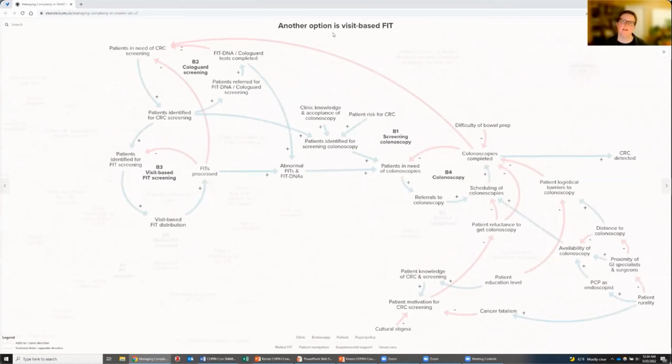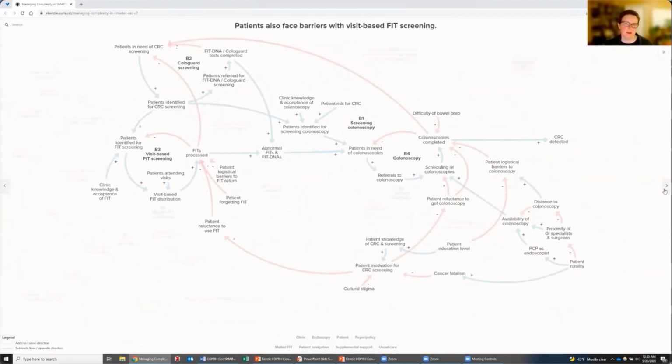So patients who receive an abnormal result from Cologuard or FIT screening are referred to colonoscopy for follow-up. But a lot of times people do not follow through with this, which is a problem because these are folks who are much higher risk for cancer.